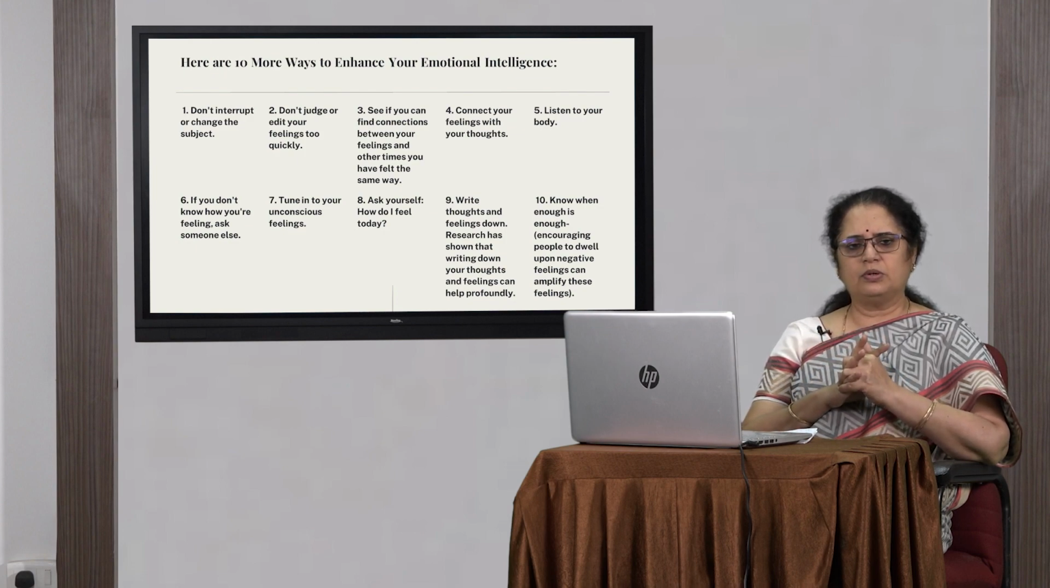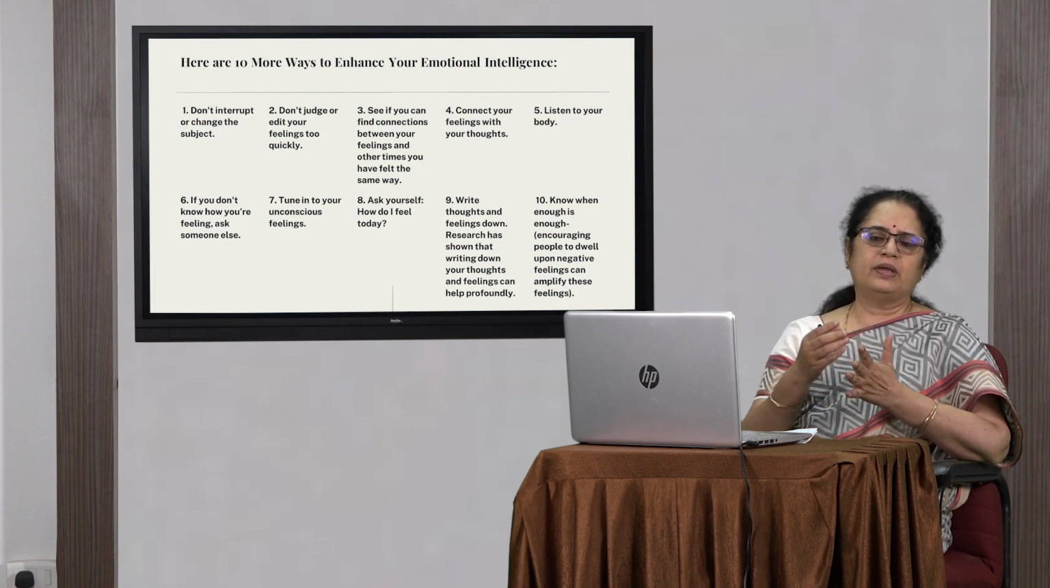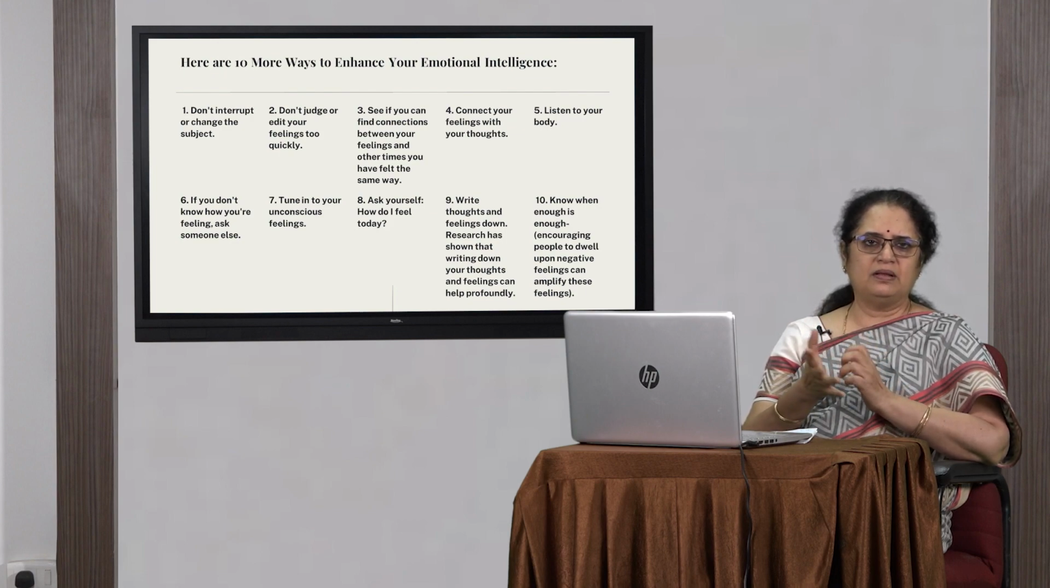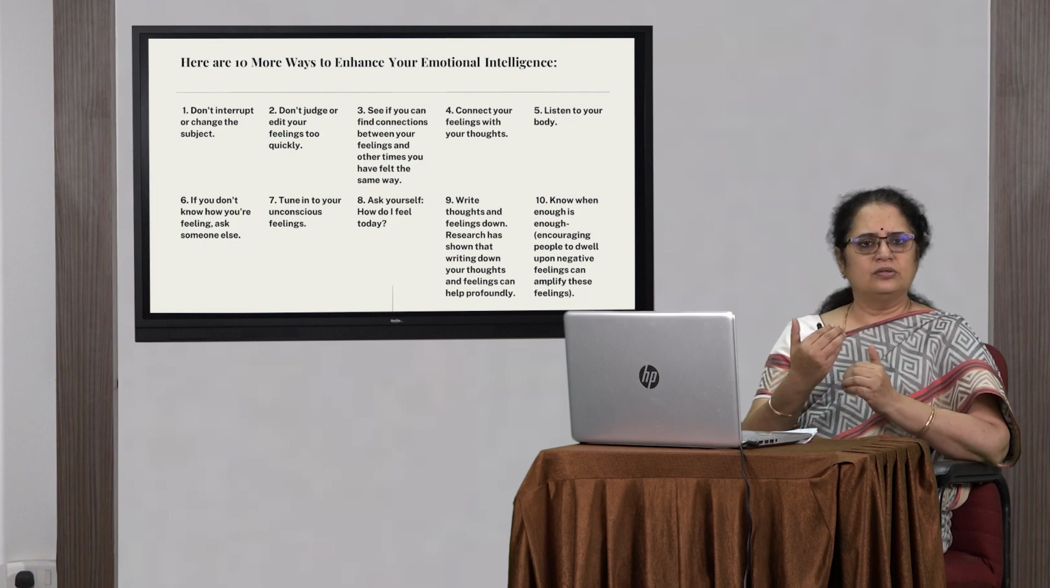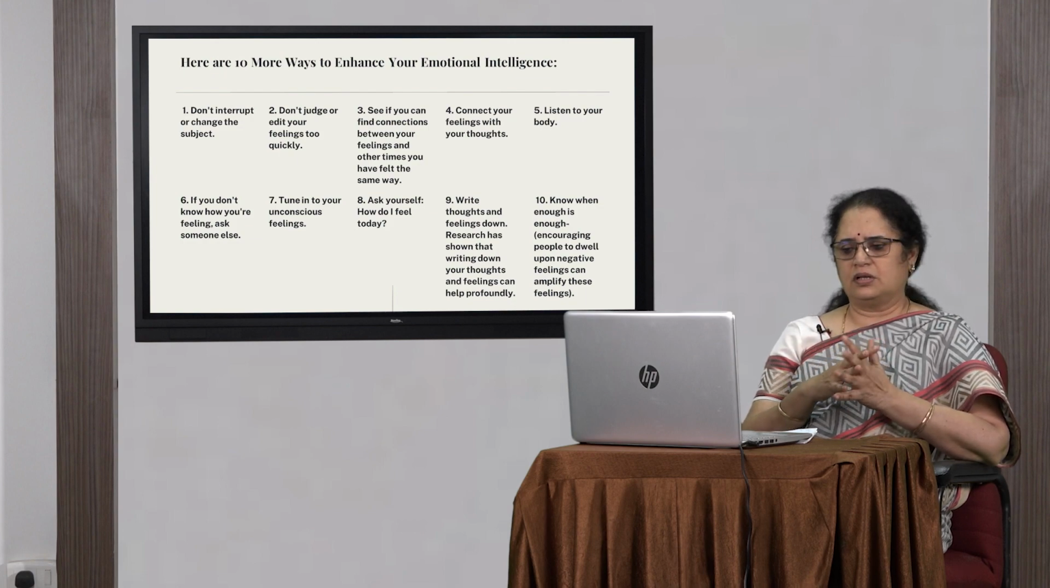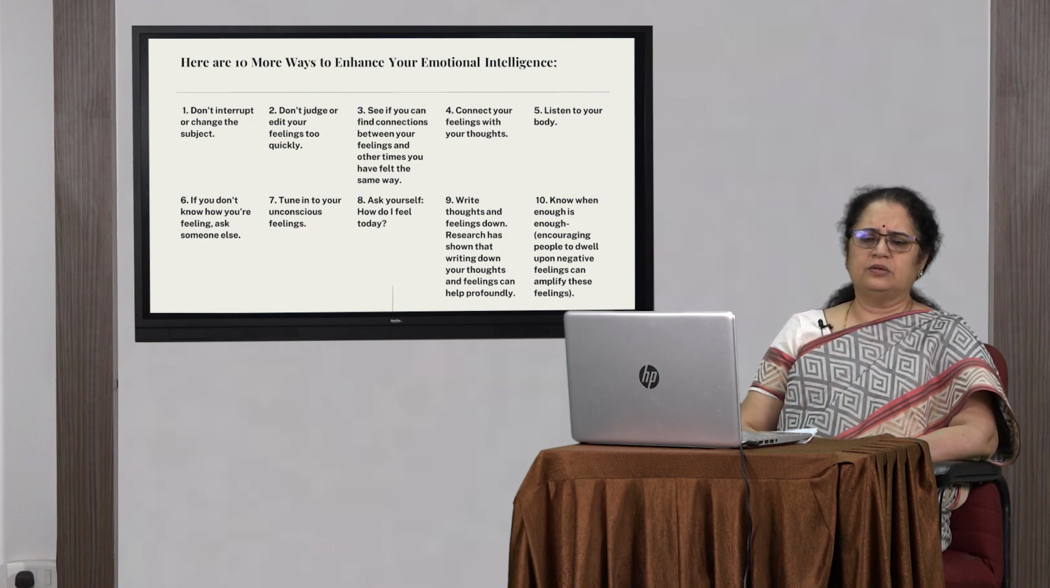Write down your thoughts and feelings. Journaling, I'll be talking about it a little later. Journaling is a very, very powerful tool where we can put down what we are feeling today, what made me happy today, what made me smile today, and what made me feel tense today. So write down all your thoughts and feelings in a notebook or on paper. You even have apps now, right?